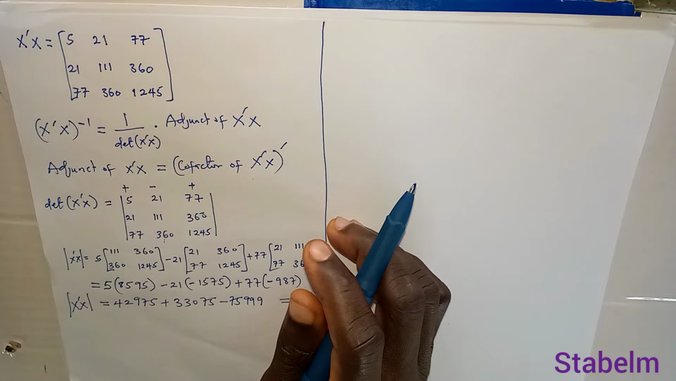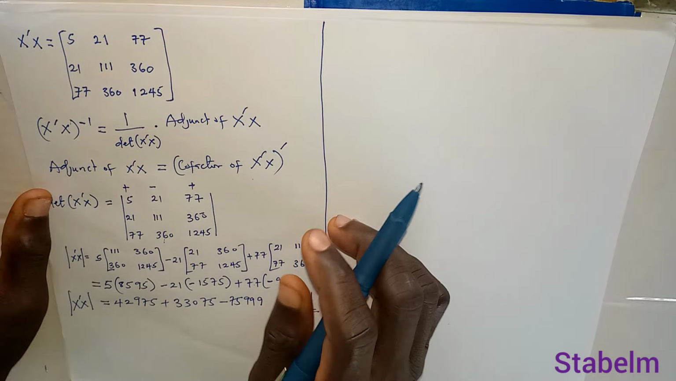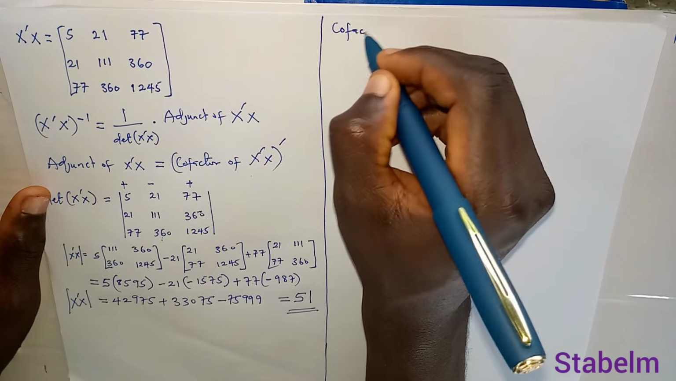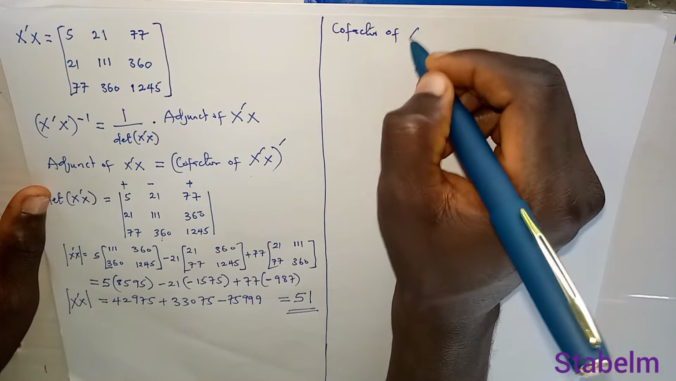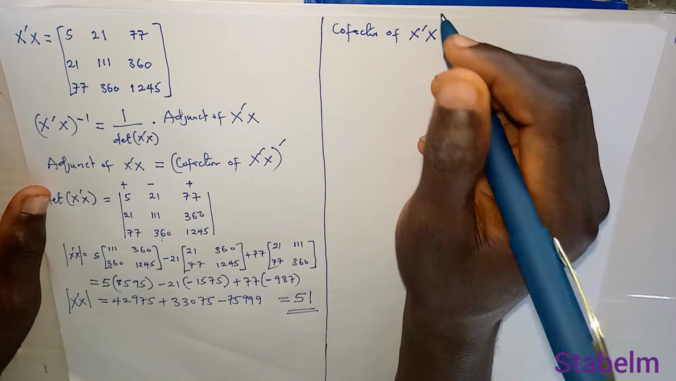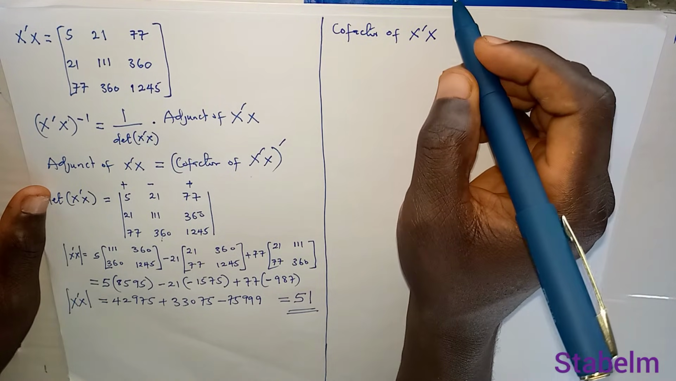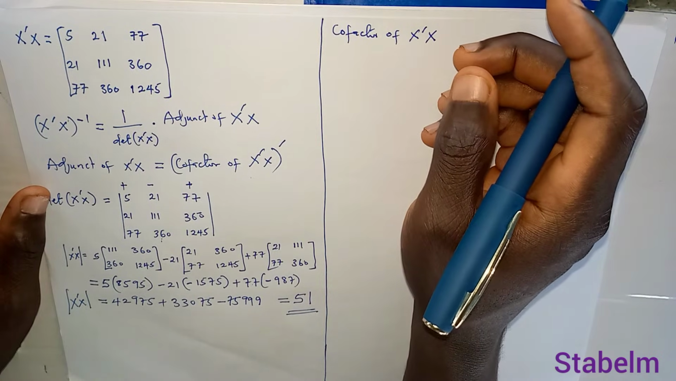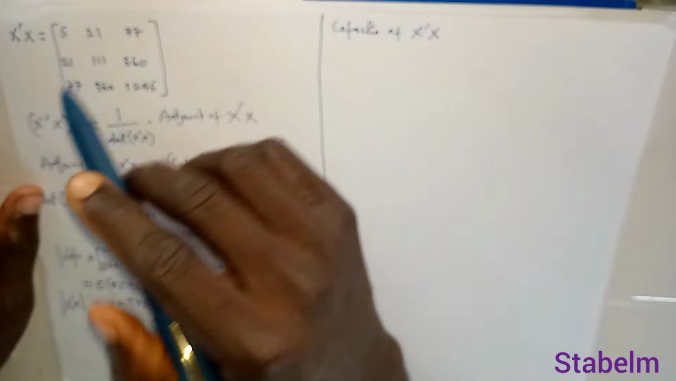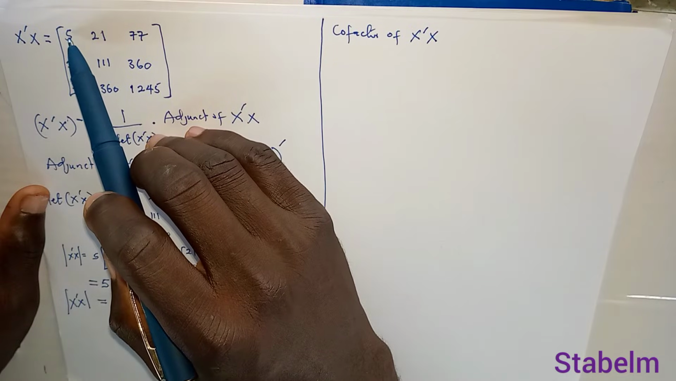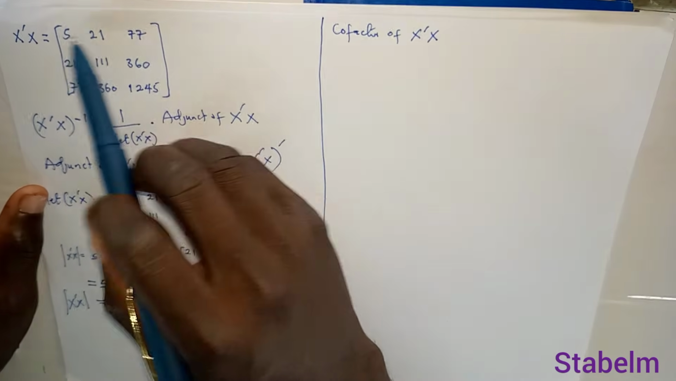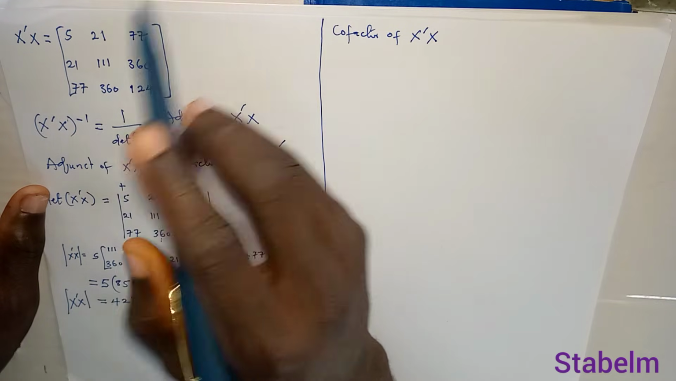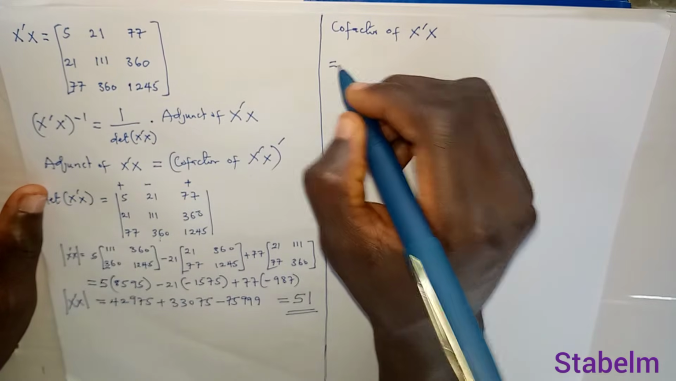All right, let's start with this, guys. We said, okay, the cofactor of x prime x is what we are going to get now. And how do we do that? Now let's see what we are going to do. We said the cofactor of this 5 here. That means this row and this column are gone. We are picking this.